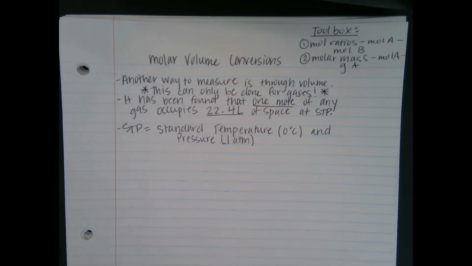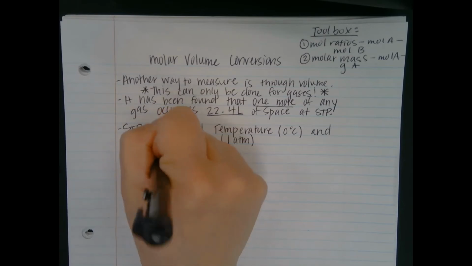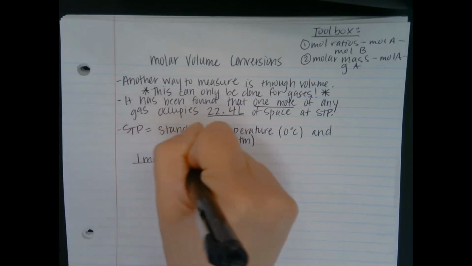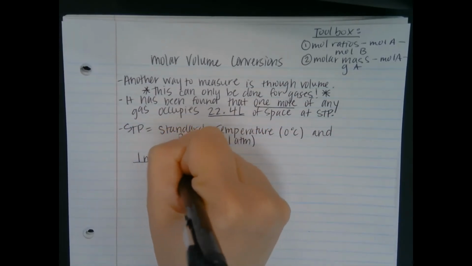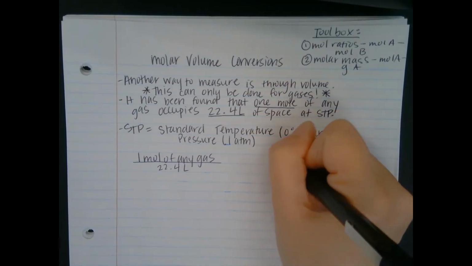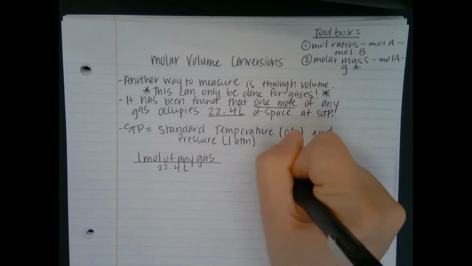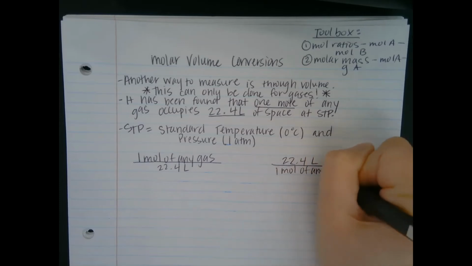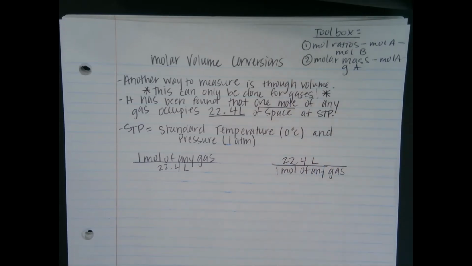And how do we use this knowledge that 1 mole of gas occupies 22.4 liters of space? Well, it's a ratio. So I can say 1 mole of any gas occupies 22.4 liters of space. It's a ratio. Or I can say that 22.4 liters of space has 1 mole of gas. I can write it either way, the same way we could say moles per gram or grams per mole using the molar mass.